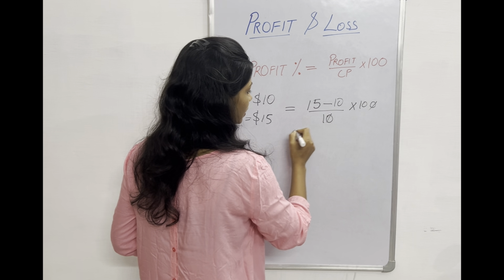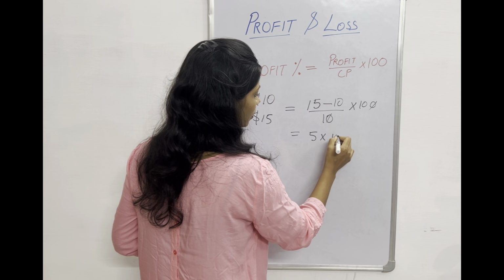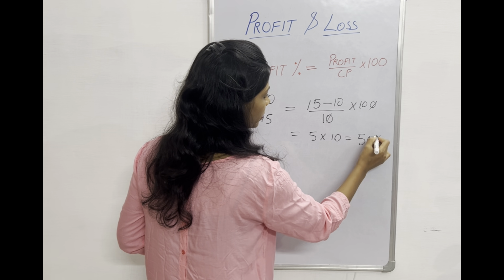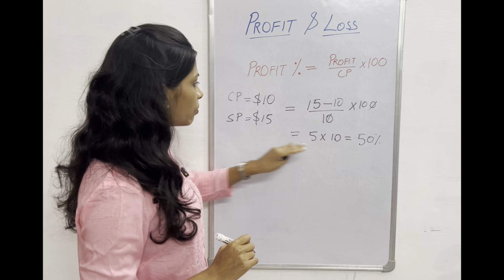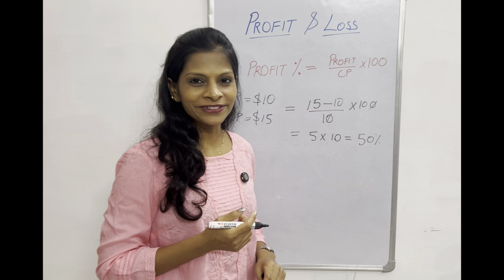So 0 and 0 gets cancelled here. 15 minus 10 is 5 times 10 here gives me 50% as my answer. So on the mug I bought, I got a 50% profit, and that's a big profit.